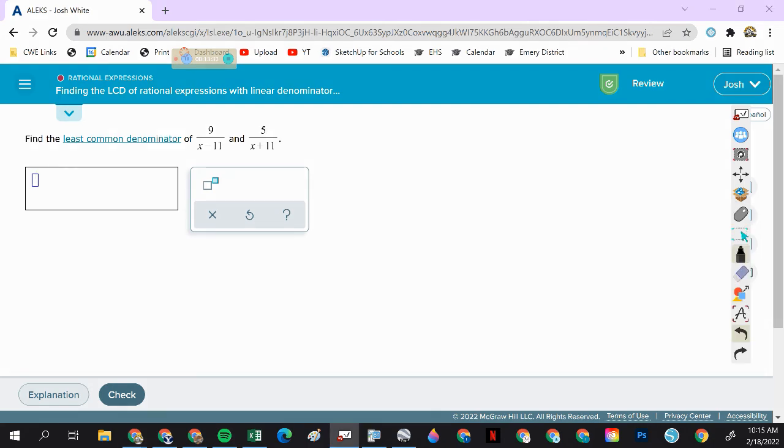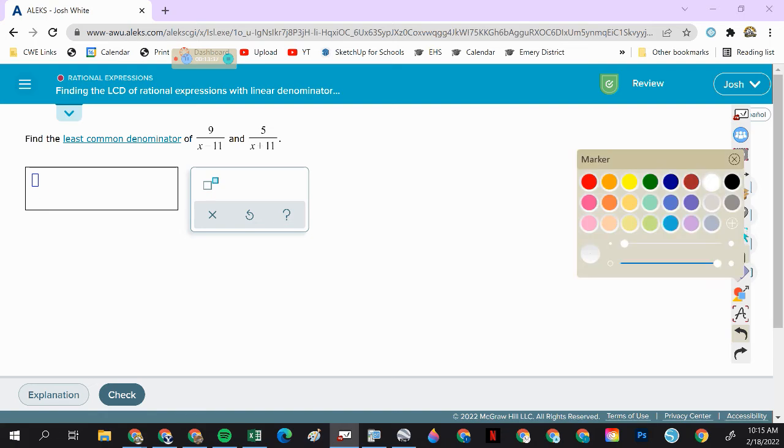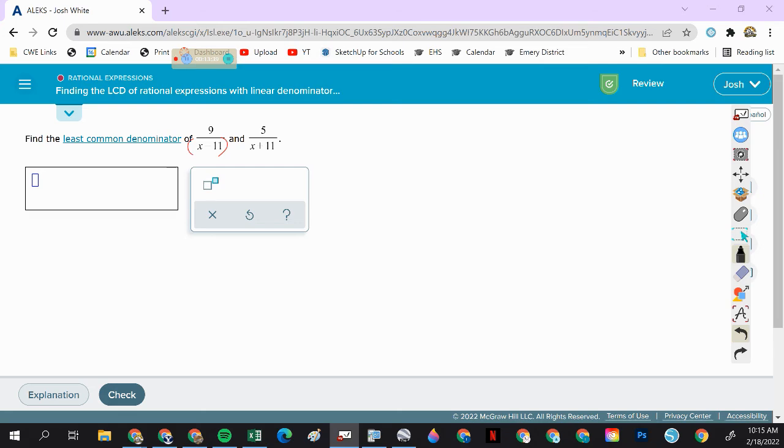Find the least common denominator. So, we have to treat x minus 11 like its own number and x plus 11 like its own number. Okay? So, my least common denominator is going to be x minus 11 and x plus 11. X plus 11 is a single number. I don't know what the number is, but it can only be one number. So we treat it like its own number.